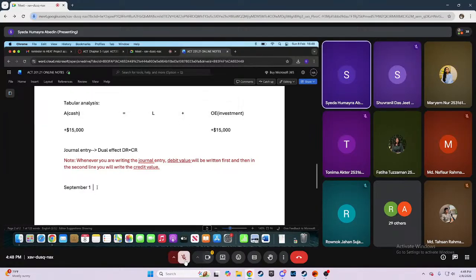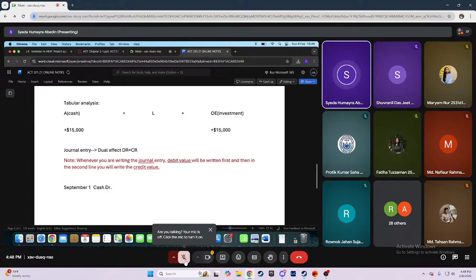Cash. Cash. Very good. That's why what you will do is, first we will write the date, then give a space, and we will write the name of the asset that is increasing. In this case, because cash is increasing, we are going to write cash on the debit side. Cash, we're going to write cash, then give a space, and then just write DR.